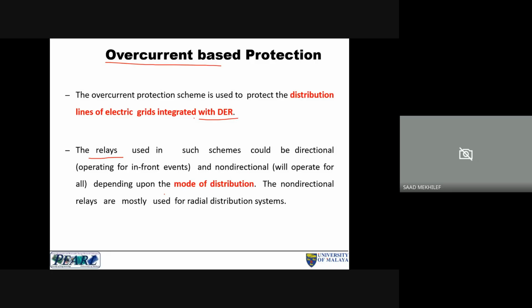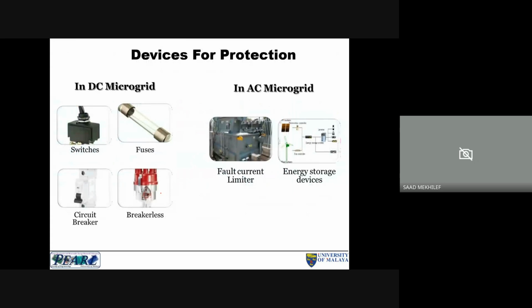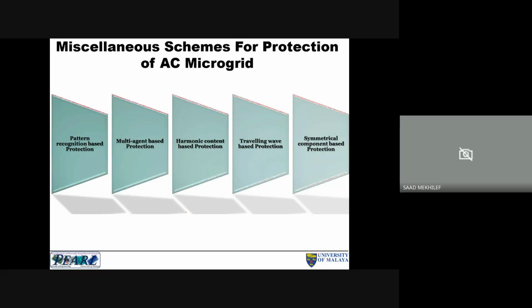Okay, and these are some of the devices that are used for protection, either in an AC microgrid or in a DC microgrid. So there are fuses, switches, circuit breakers, sprinklers, and then, for example, in AC microgrids, we have fault current limiters and other devices that can be used.